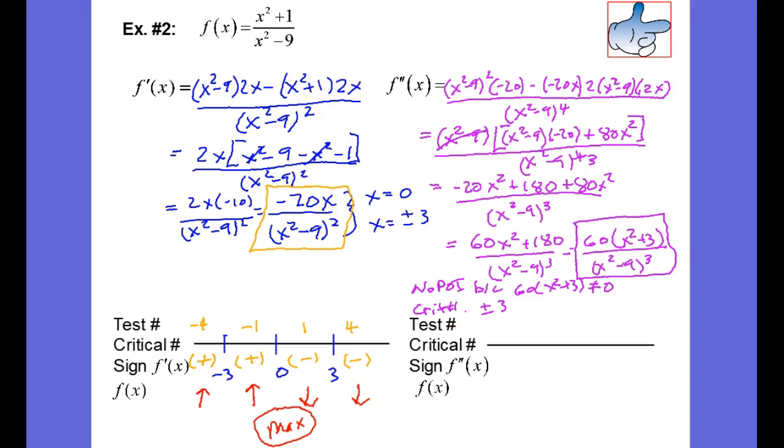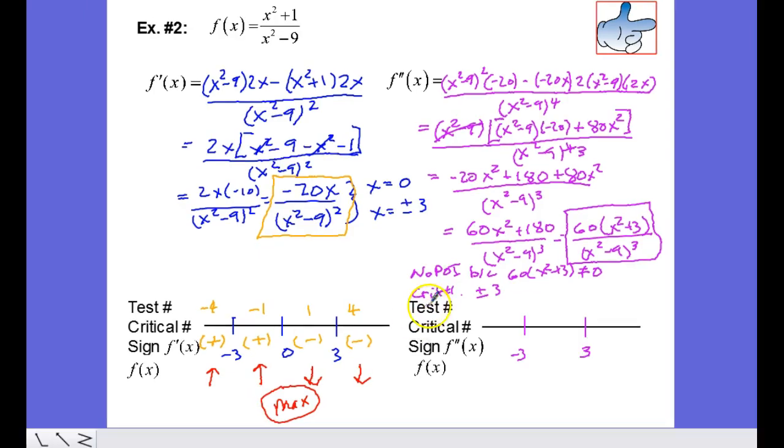So let's go ahead and put our critical values on the number line. Now let's pick some test values that are on each of these three intervals. So maybe -4, 0 would be a great one for the middle, and +4. And we'll put this function in the graphing calculator, and we will simply substitute our test values one at a time and see what is the sign of f double prime of x whenever we evaluate those numbers.